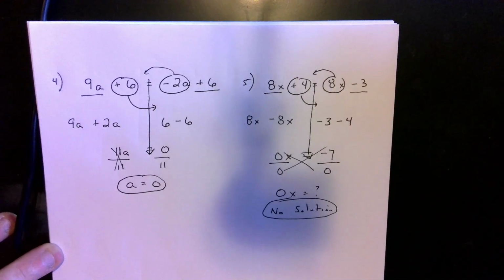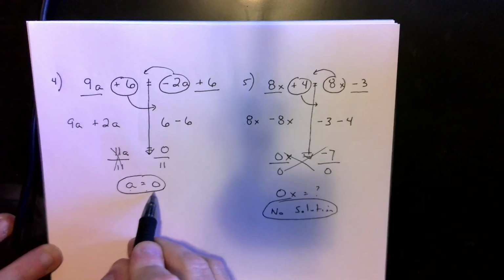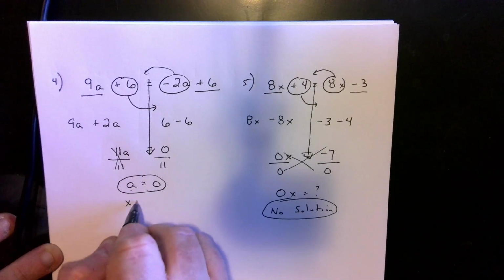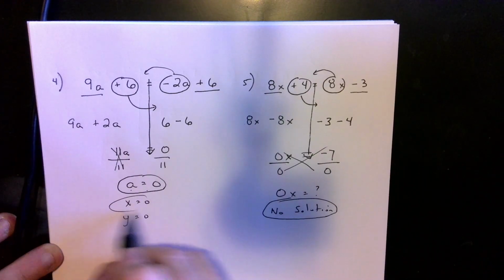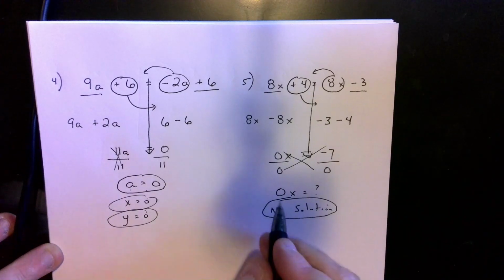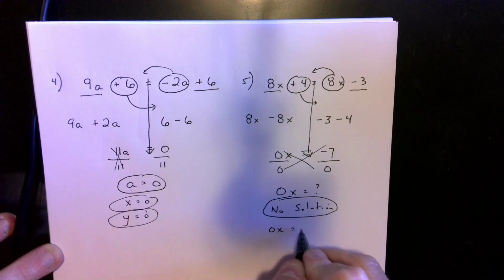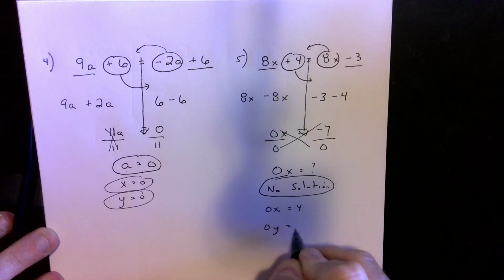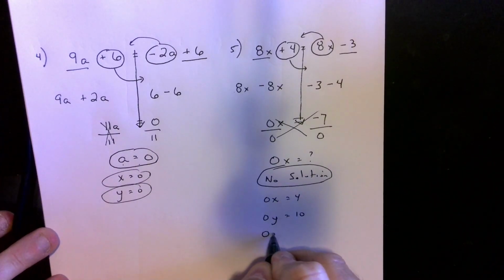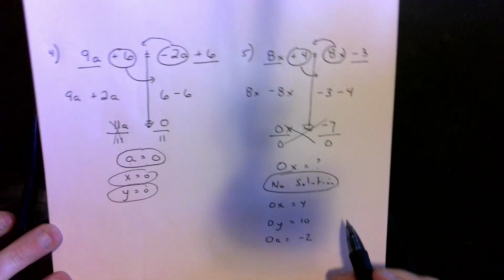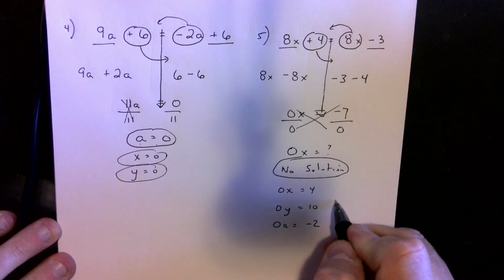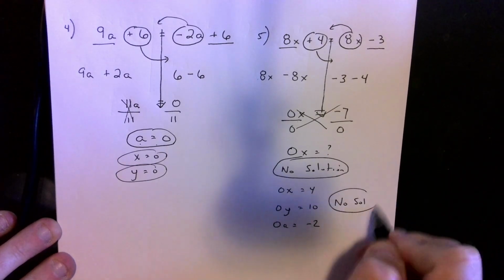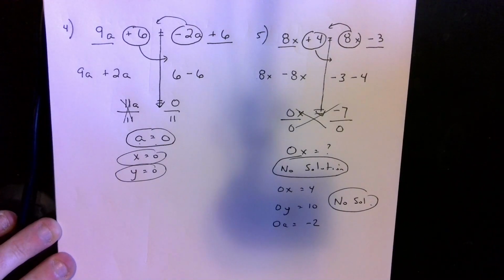Okay, so see the difference. You can get a equals 0 or x equals 0. That's a number. That's fine. We can get y equals 0. That works. Those are all solutions. But if we ever end up with 0x equals 4, 0y equals 10, 0a equals negative 2, we can never have 0 variables. This will always become no solution. So watch for those in your assignment.